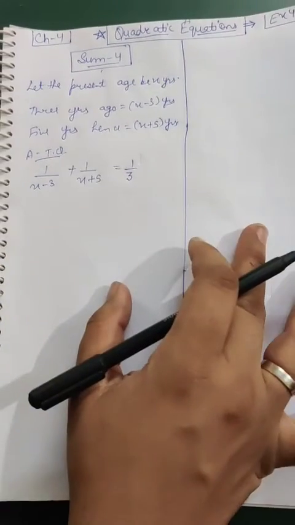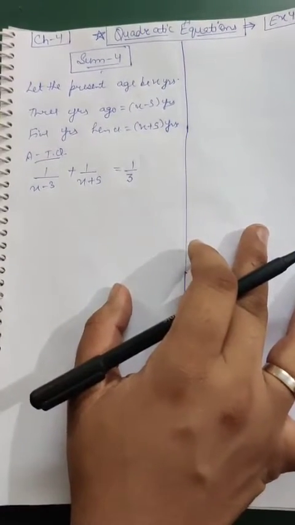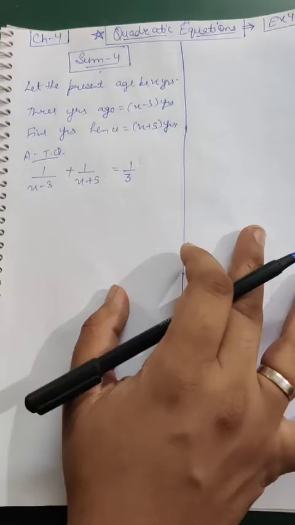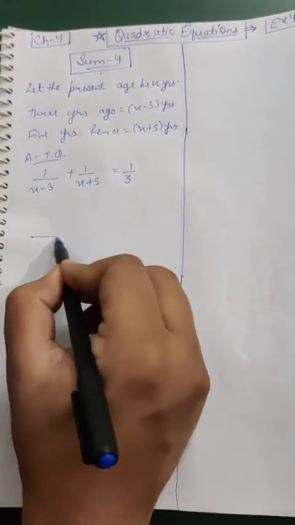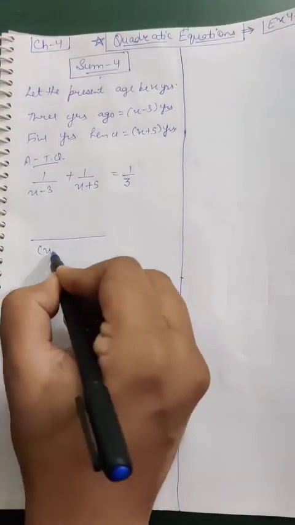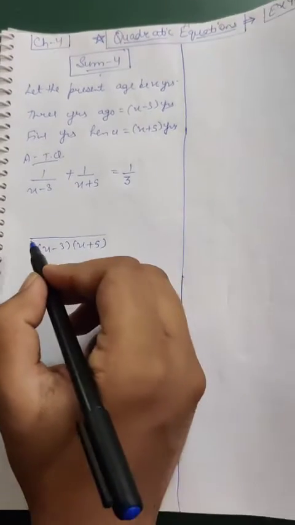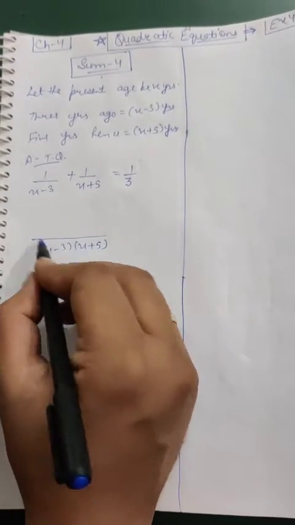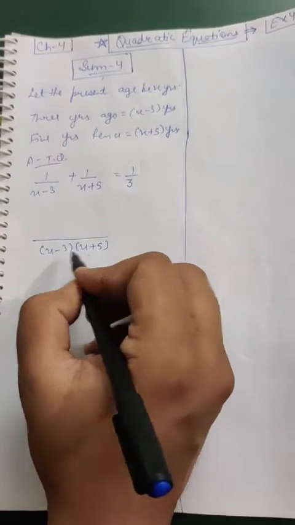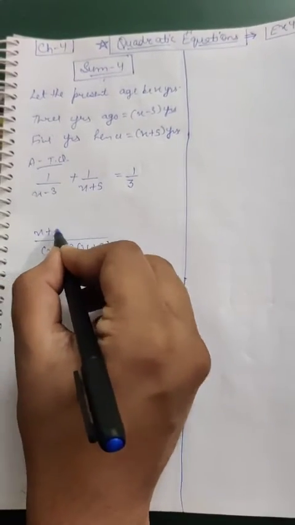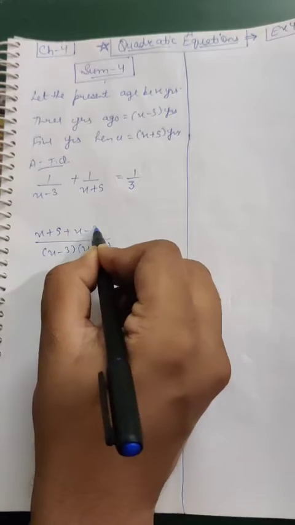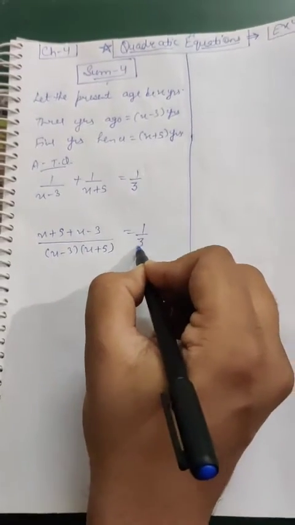Now we have to solve this. We have to find the present age. The question is: find the present age of Rahman. So how will we solve? Let's take the LCM first. Here it is x minus 3, this is x plus 5. Now after taking the LCM, what we get here? This is x plus 5 plus x minus 3 is equal to 1 by 3.